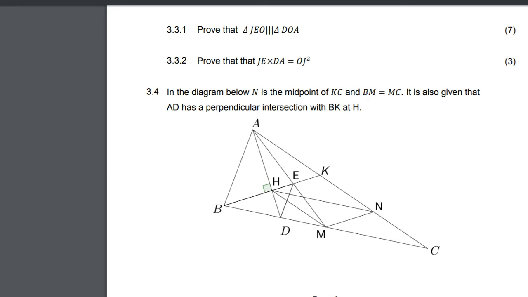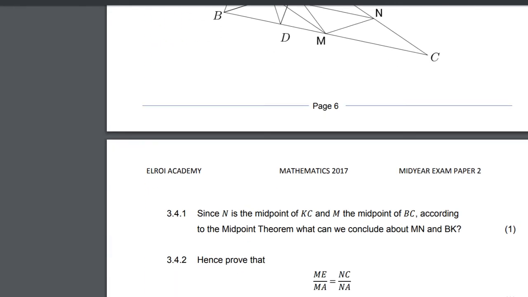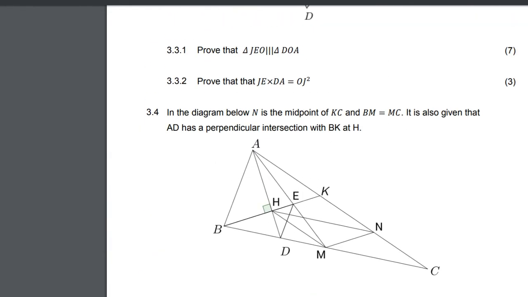E over MA. So we know that this line here is parallel to that one. ME over MA is equal to NC over NA. ME over NA is NK over NA because there's a triangle.